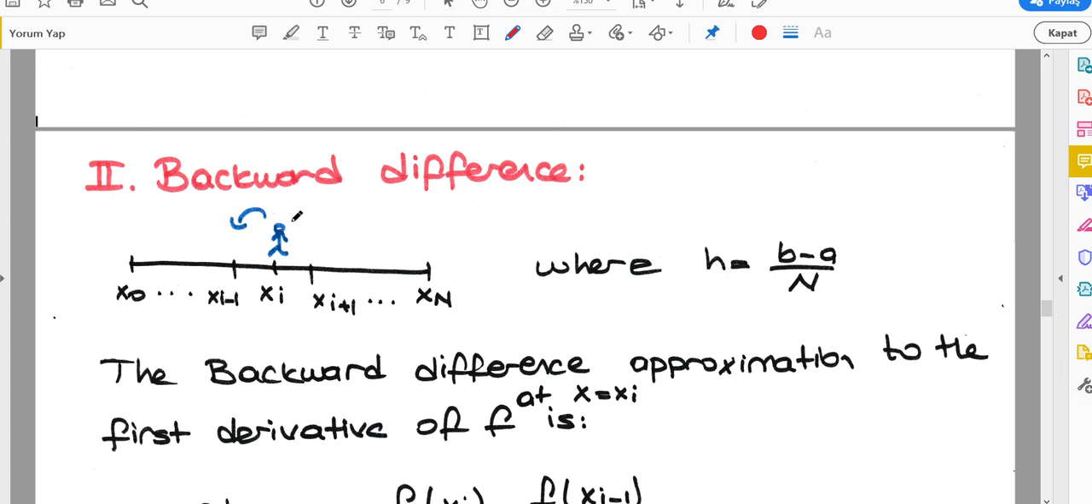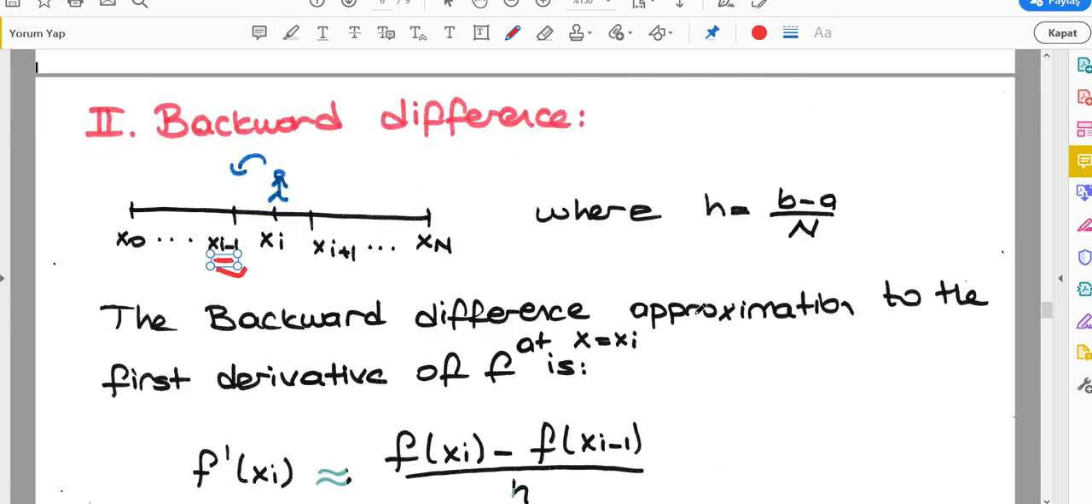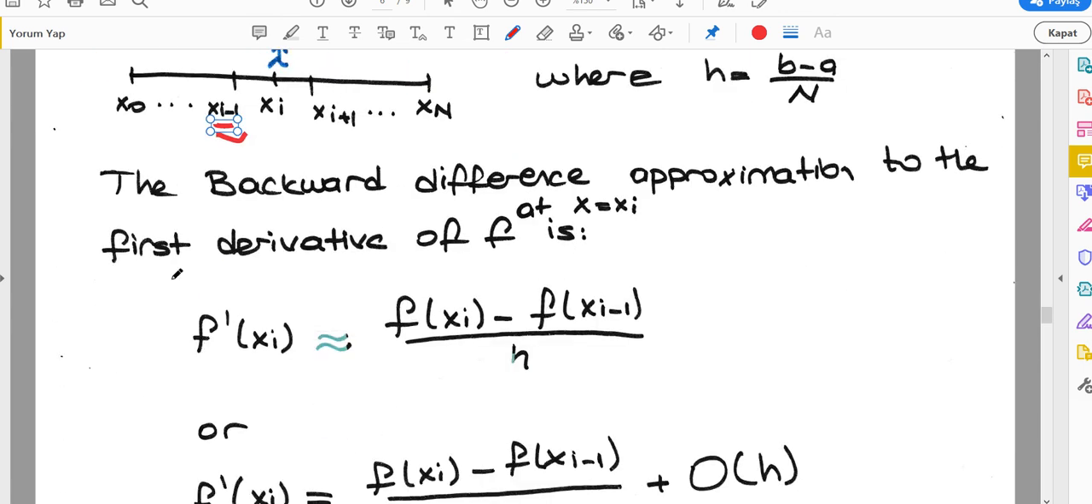Again, you are locating yourselves at the xi node. You're choosing a point actually. Backward means that what? You should use your previous one. The previous one arises as you know xi minus 1 then. So again the same thing. The backward formulation is given to you like f of xi minus f of xi minus 1 divided by h.